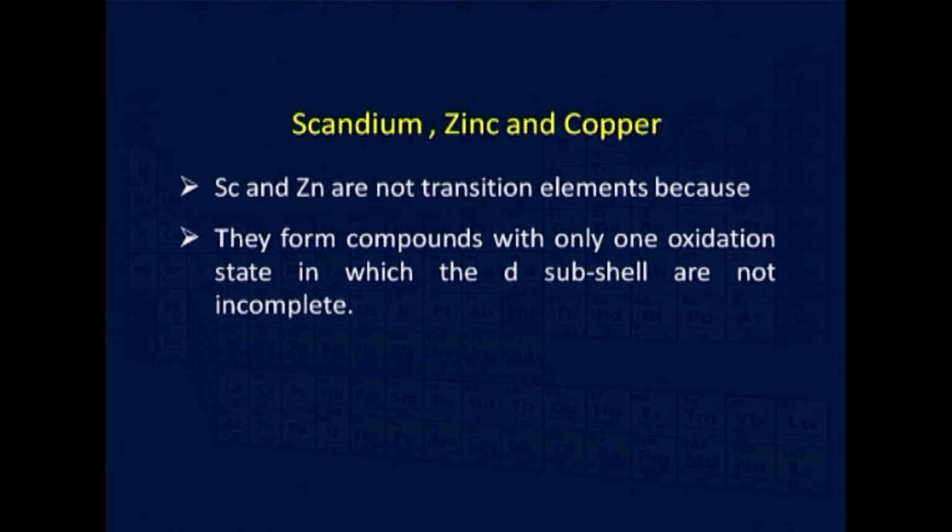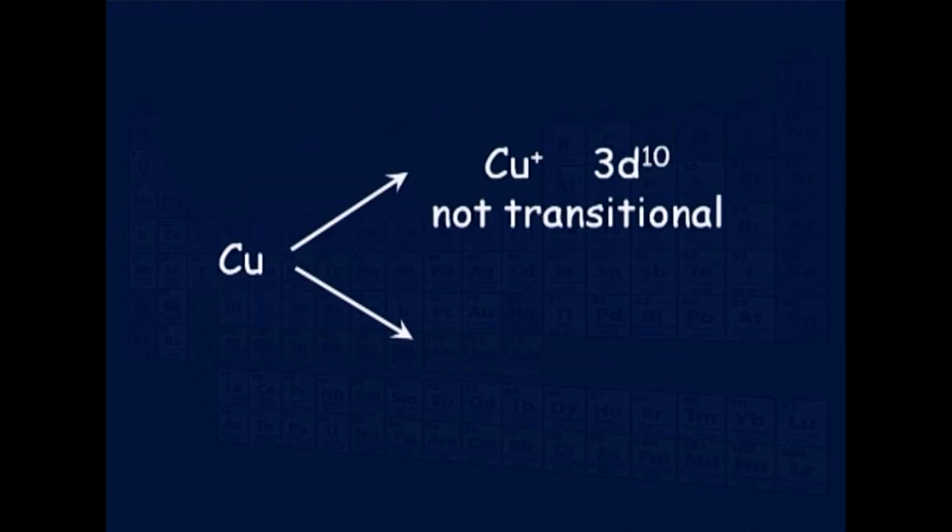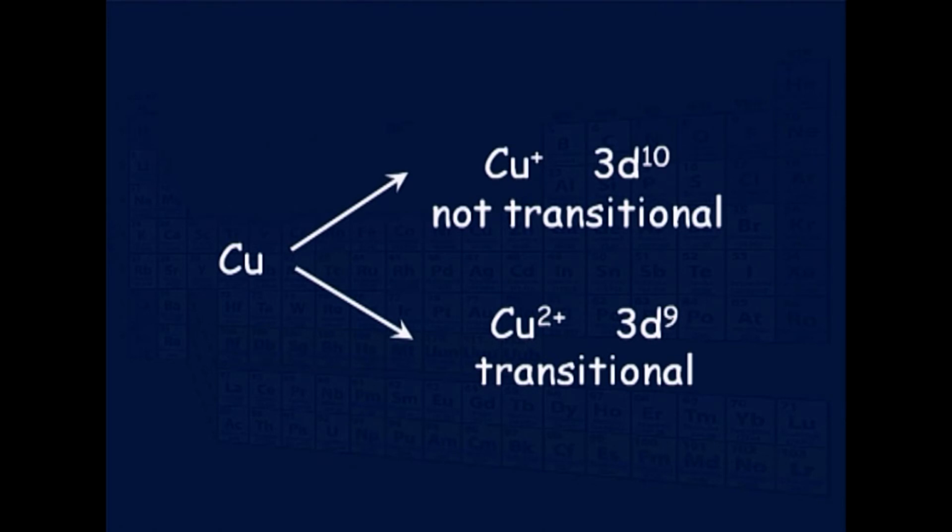However, their properties and the properties of some of the compounds of these elements are very similar to the transition metals, and therefore they are studied together with the transition series elements. As I said, copper +1 is non-transition, while copper +2 is a transition element.